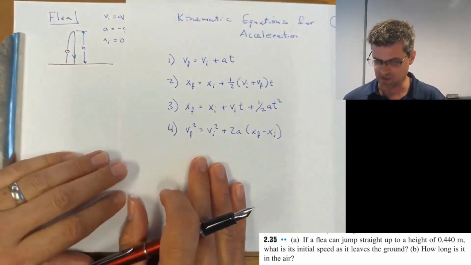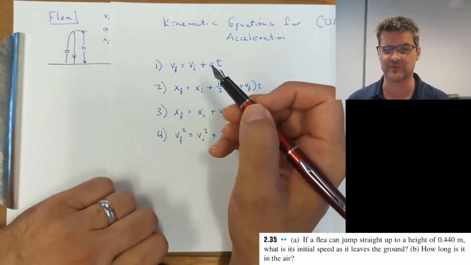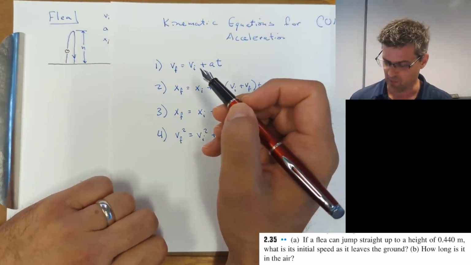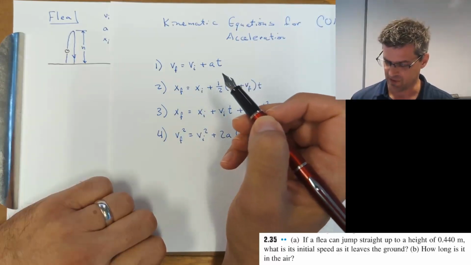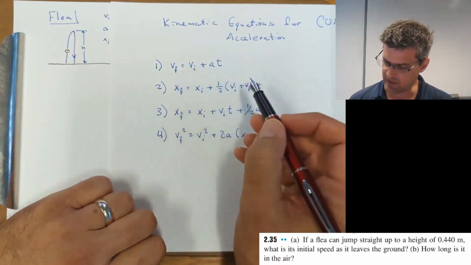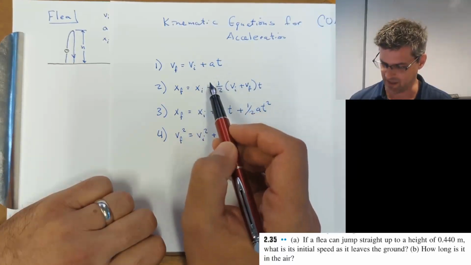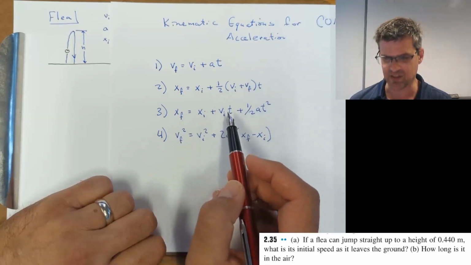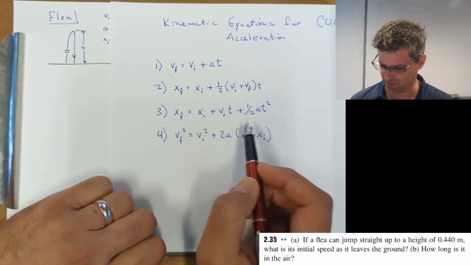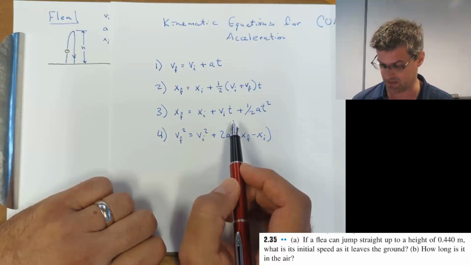And what are some things that we know? And what are some things that we're looking for? So one of the things we're looking for is, what is its initial speed as it leaves the ground? Okay. We don't know how long it is in the air. Interesting. We need to know how long it was in the air to do a lot of this stuff. And that's one of the things that we're asked to find, but we don't know it yet.